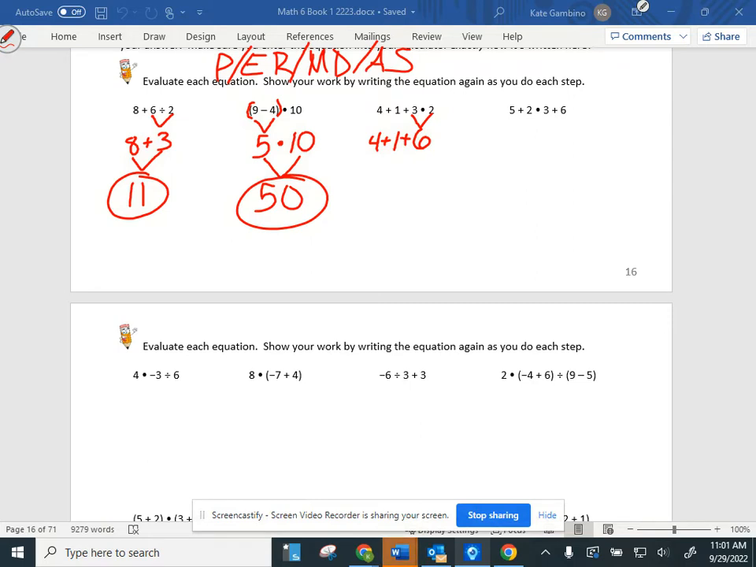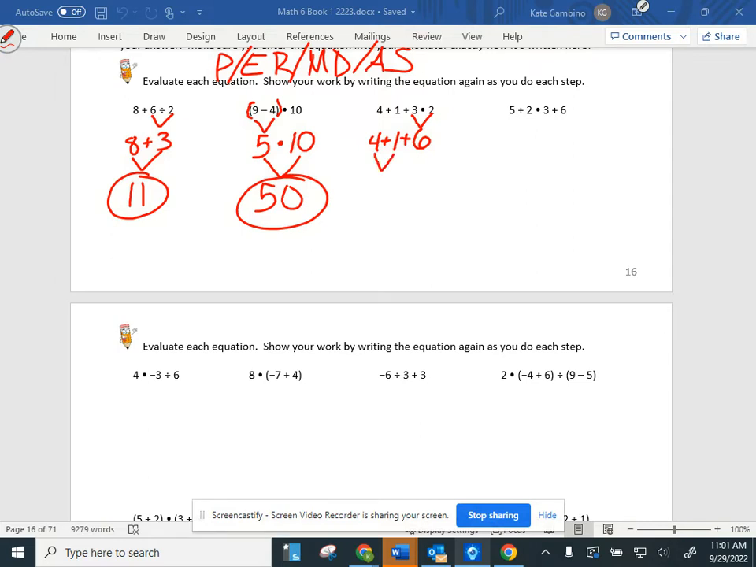All right, so now I have 4 plus 1 plus 6. What am I going to do first? Matthew? So remember I said we read from left to right like we're reading a story, because this is a number sentence. It's not a word sentence, it's a number sentence. The operations are the same, they're on the same level. So Matthew, what do I have to do first? 4 plus 1.